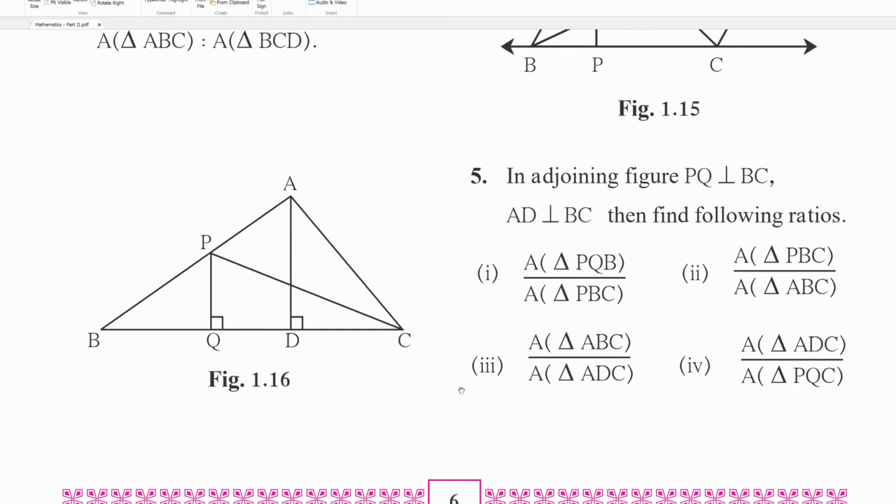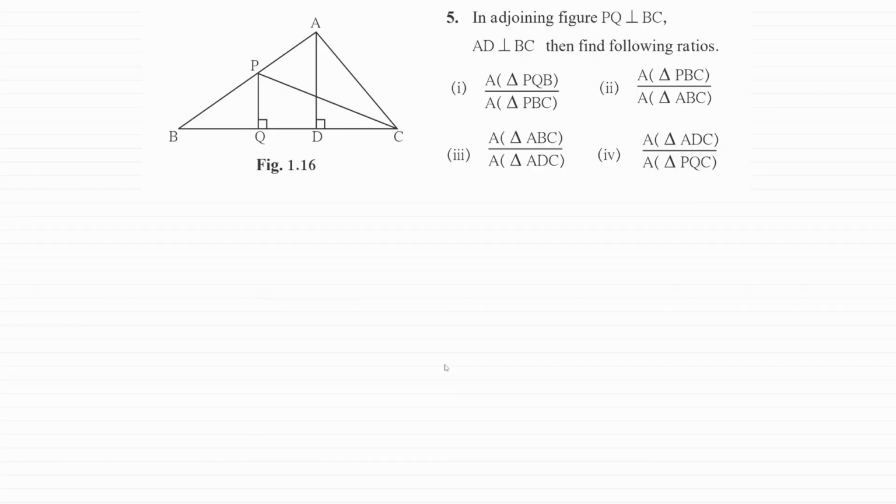So here is problem number 5. Basically, if I look at the problem and the diagram, I can see there are two perpendiculars made. So obviously we are dealing with two triangles here, with two heights and two bases. Then we have been asked to find the ratio, probably of all the possible triangles. So the first thing I can see is there is a triangle PBC. Now in triangle PBC, base B1 is BC and height H1 is PQ.